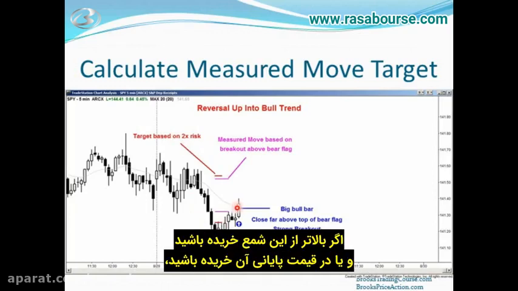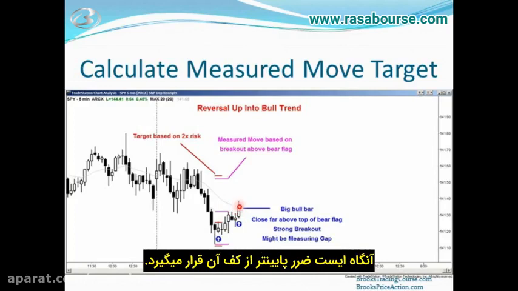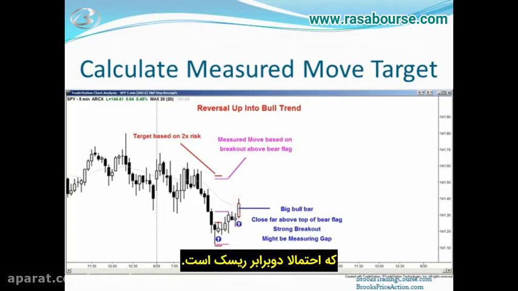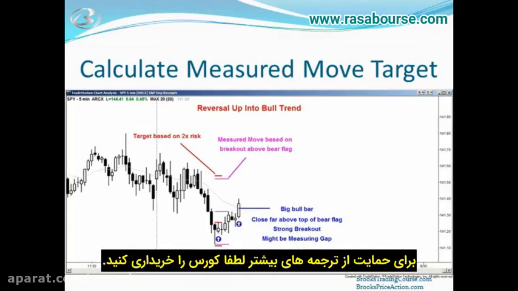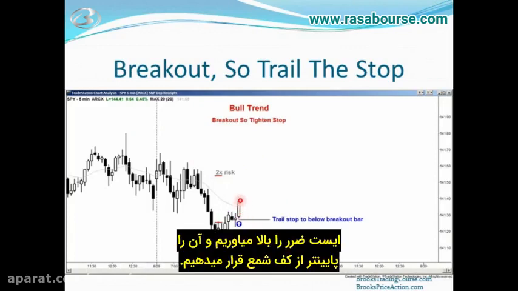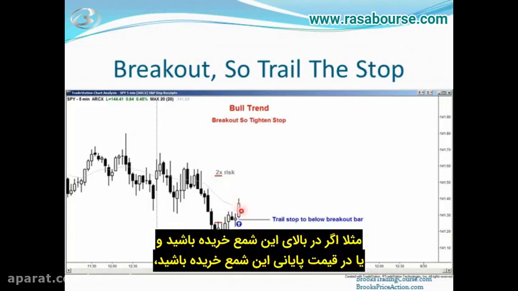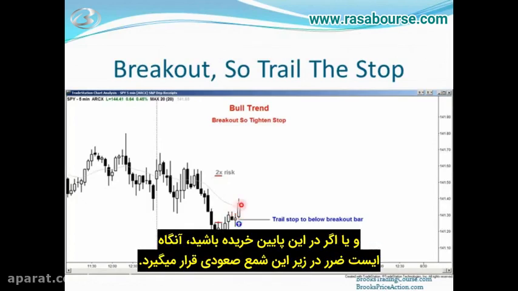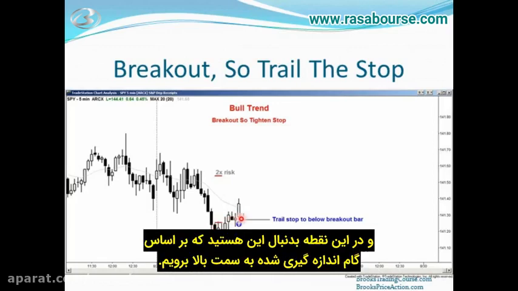If you did buy above the high of this bar, or if you bought that close, your stop is below its low, and you're looking for a measured move up, which is probably more than twice your risk. After every strong bull bar, you trail your stop to below its low. So if you bought above this bar, or this close, or down here, your stop would be below that bull bar. And at this point you're thinking the market will get a measured move up.